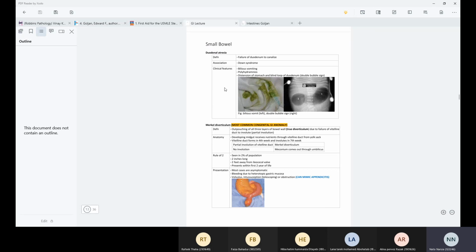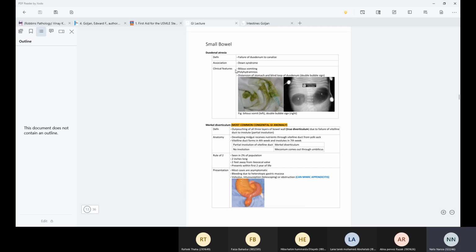Duodenal congenital anomalies, again, duodenal atresia, pay attention. Failure of the duodenum to canalize. Down syndrome is important because Down syndrome is a disease where you find many associations, right? You remember some leukemias are associated with Down syndrome, and in the GI tract, Down syndrome is related to duodenal atresia and Hirschsprung disease as well. So Down syndrome, memorize here.